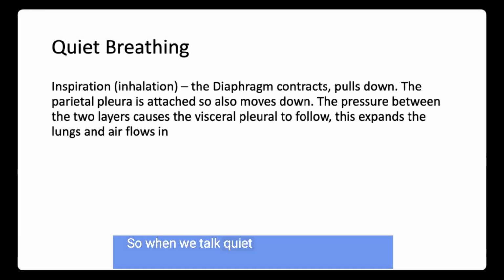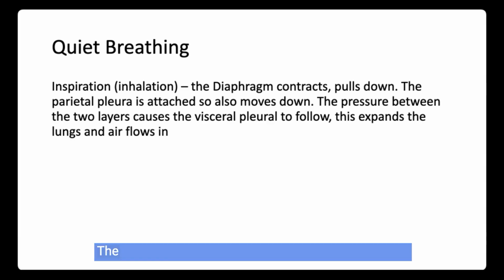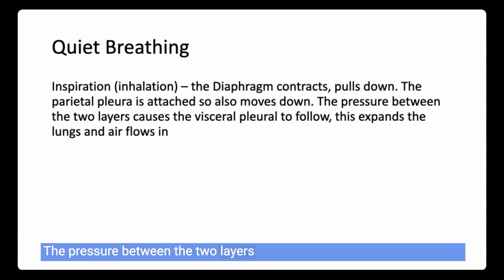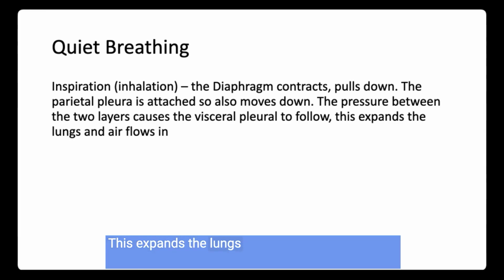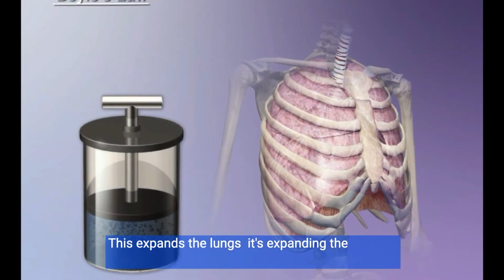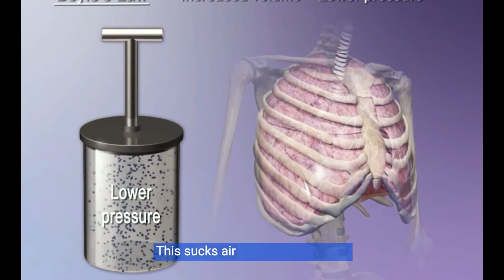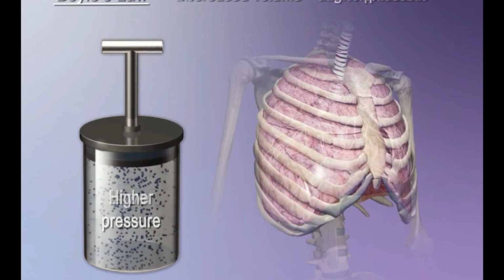So when we talk quiet breathing, inspiration, inhalation, the diaphragm contracts, pulls down. The parietal pleura is attached, so it also moves down. The pressure between the two layers causes the visceral pleura to follow. This expands the lungs. It's expanding the thoracic cavity, creating that negative pressure zone. This sucks air right into the lungs.